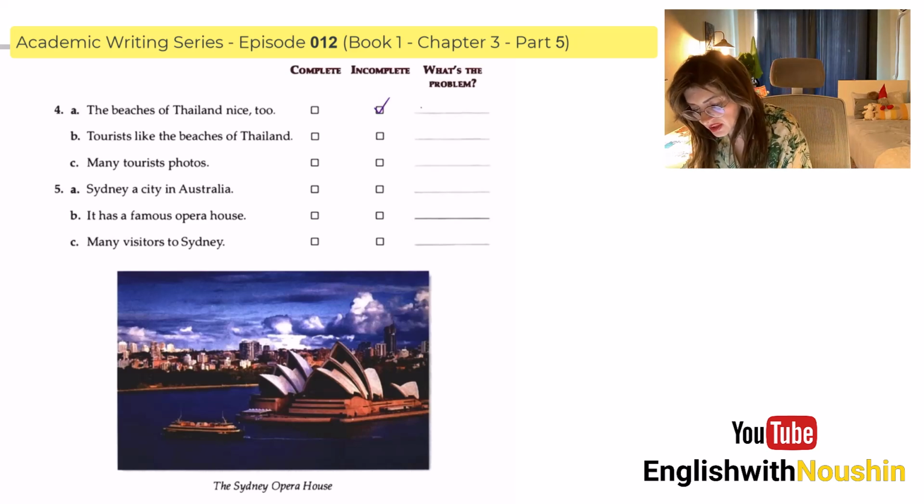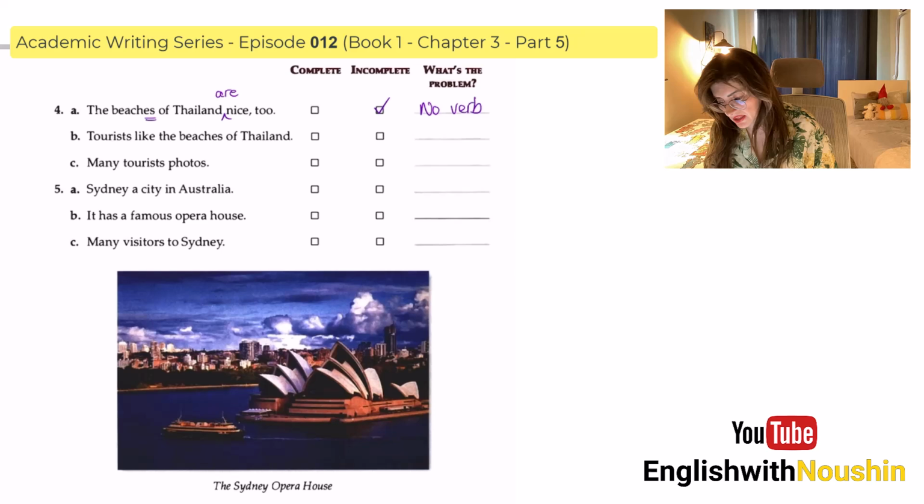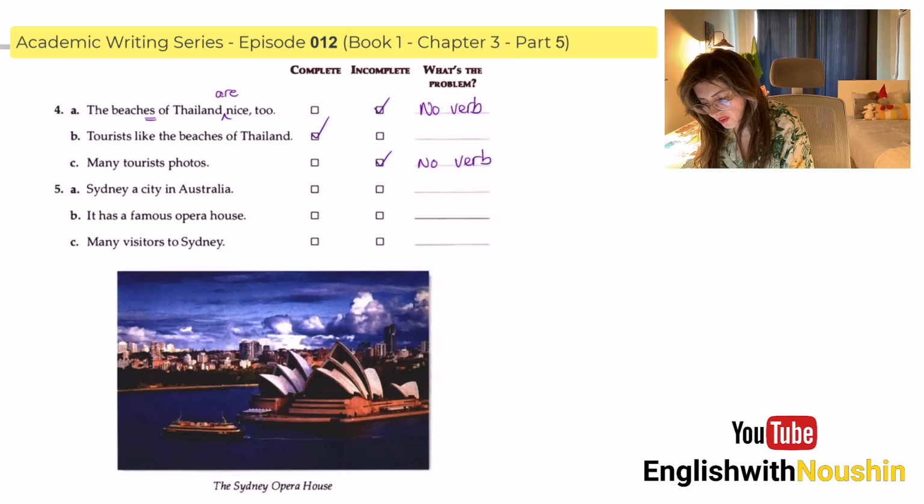Number 4. "The beaches of Thailand, nice too." It's incomplete, no verb. The verb, "the beaches of Thailand are," because it's plural. "Tourists like the beaches of Thailand," that's correct. "Many tourists' photos," incomplete, no verb. What do they do with the photos? They take.